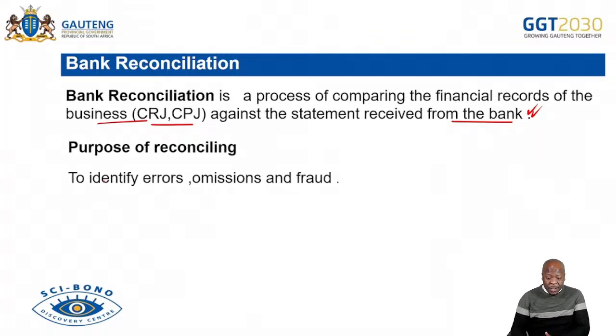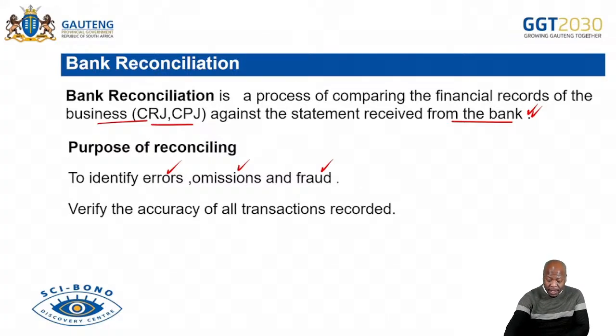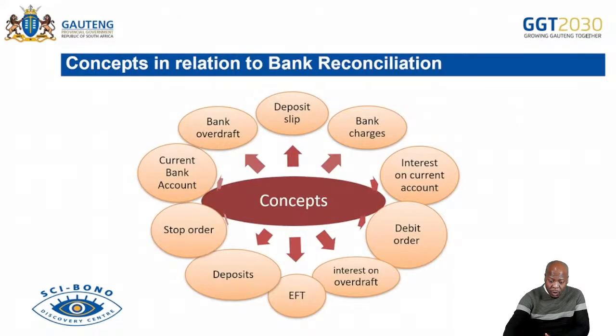The purpose of reconciling is to identify errors, omissions, and fraud. Once we reconcile, we are able to identify these things, so that we can detect and also deter them. Once we know that there is fraud taking place, we can put measures in place to stop it from continuing. And once we pick up errors, then we can correct them, and we put measures in place so that it does not happen again in the future. It also verifies the accuracy of all transactions that would have been recorded.